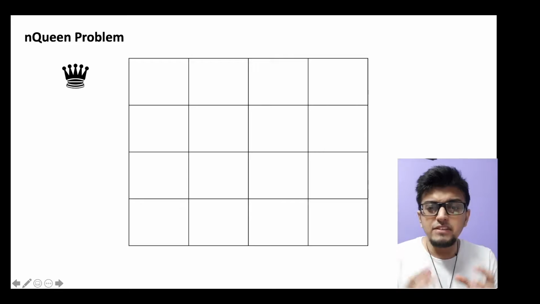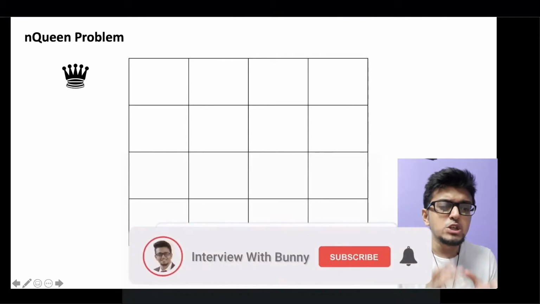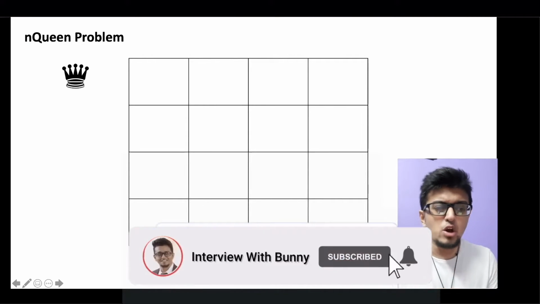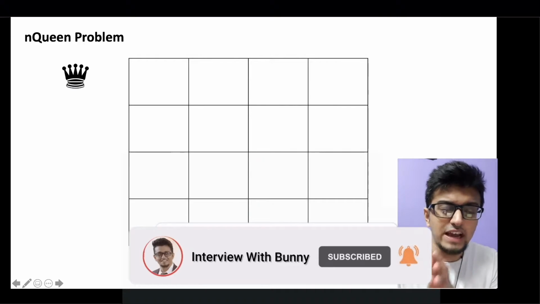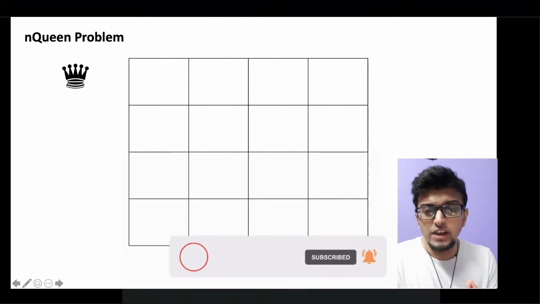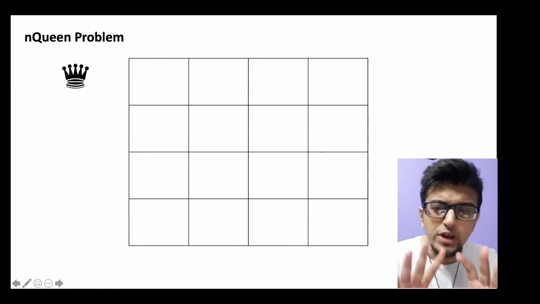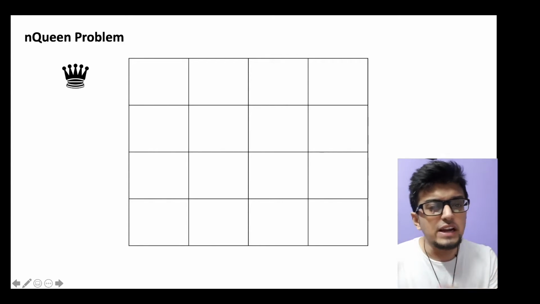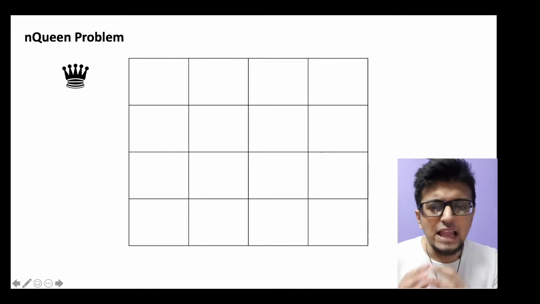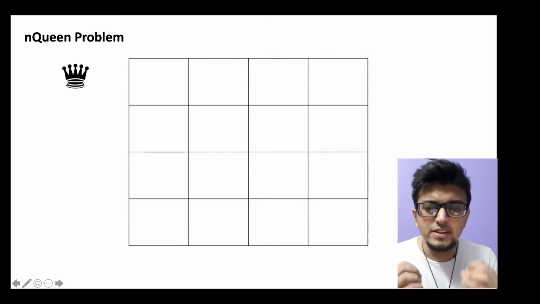I believe you already got the problem statement, and it is very simple. Given a board of size n cross n, that is 4 over here, we need to place 4 queens strategically so that no 2 queens can attack each other. So let's first understand the algorithm, how we will be solving this problem.